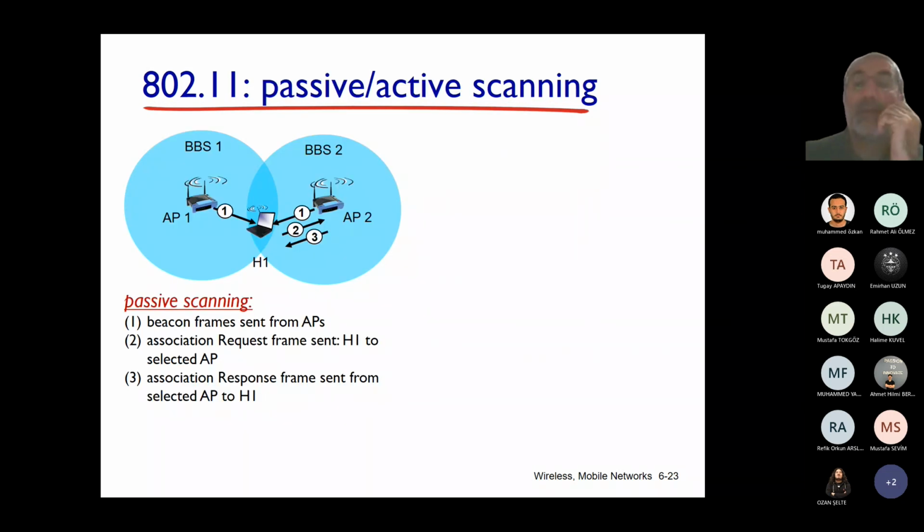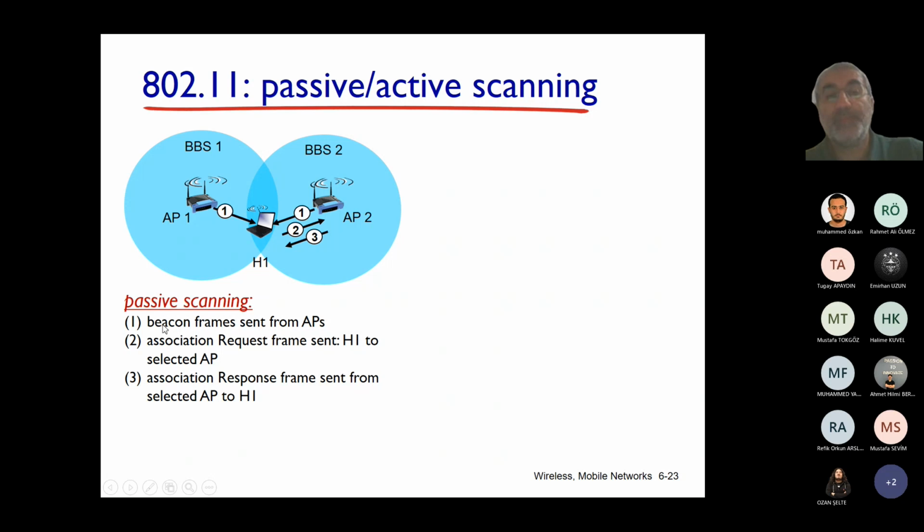One of the first steps in this association is called channel scanning. There are two types of channel scanning. The first one is called passive scanning. The second one is called active scanning. Let's look first at how passive scanning works. We have two BSSs, BSS1 and BSS2. In each BSS, we have an access point, access point 1 and access point 2. And this is our laptop that wants to connect to these Wi-Fi network access points.